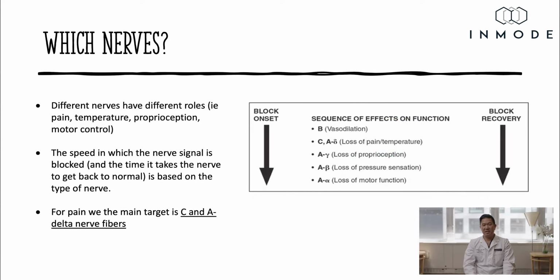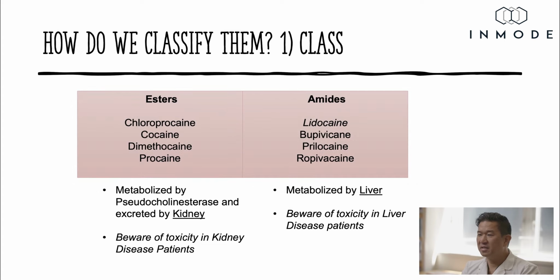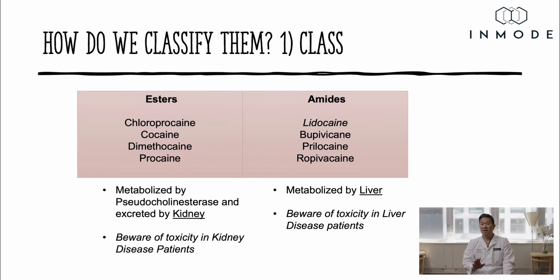Which nerves are affected? Different nerves have different roles, of course: pain, temperature, proprioception, motor control. But we're going to focus on the C and A delta nerve fibers, which are susceptible to the reversible action of lidocaine and other anesthetics that we're going to discuss today. How do we classify these? The broad classifications are between the esters and the amides. We're going to focus on the amides, which include lidocaine, bupivacaine, prilocaine, and others, of which the first two are the focus of our talk today.